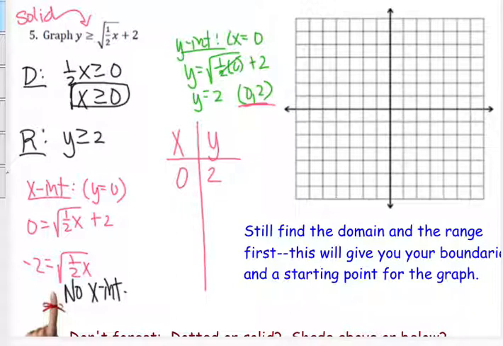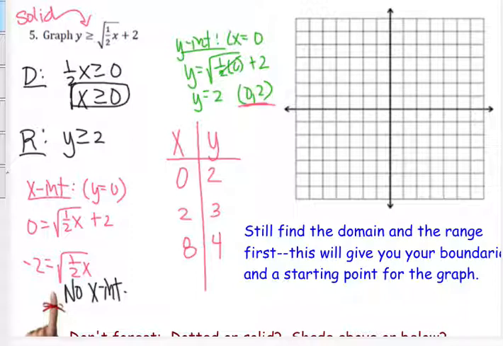Now I think, okay, I can take the square root of 1. If I plug in 1, what would I have to plug in for x to get 1? Well, if I plug in 2, 2 times 1/2 is 1. The square root of 1 is 1. 1 plus 2 is 3. Then the next number I want to get underneath my square root sign would be 4. So what times 1/2 will give me 4? Well, 8 times 1/2 is 4. The square root of 4 is 2. 2 plus 2 is 4.